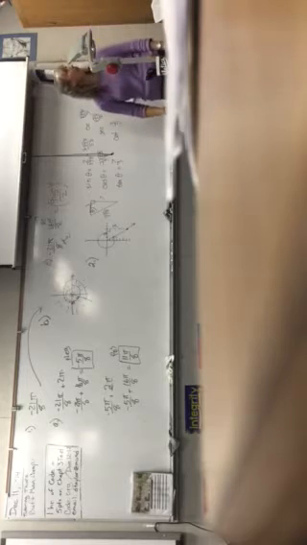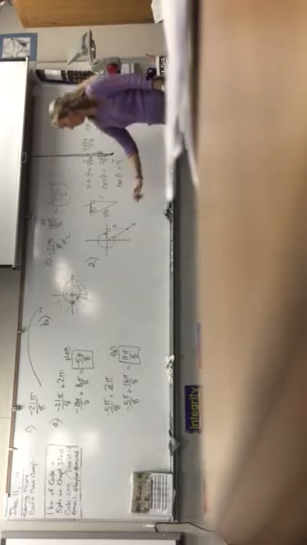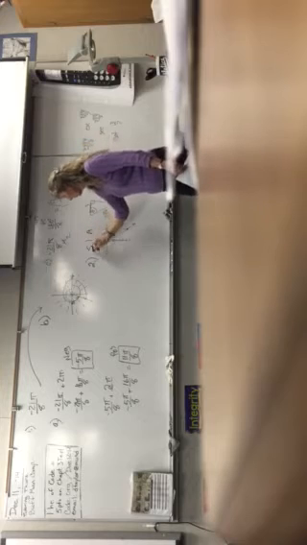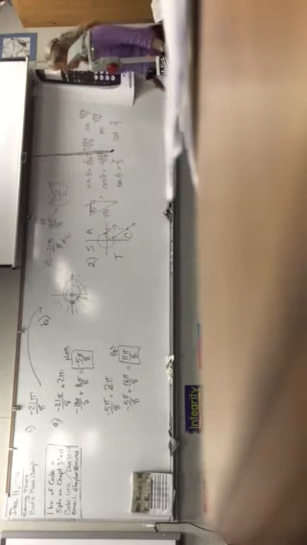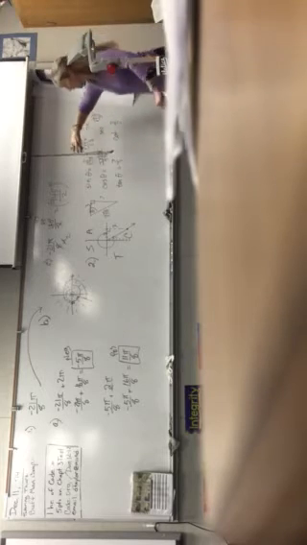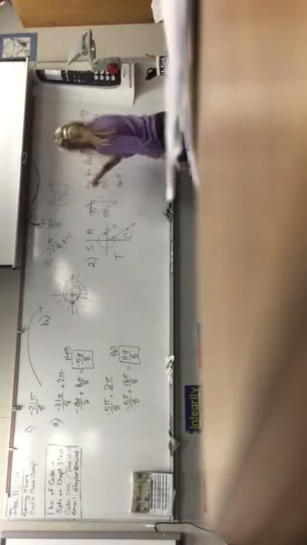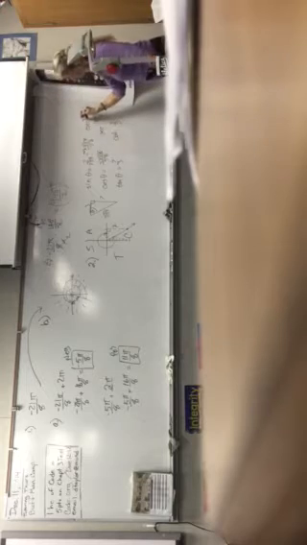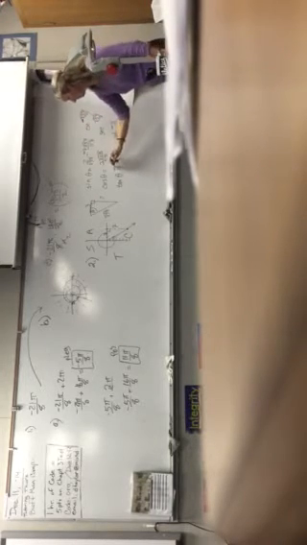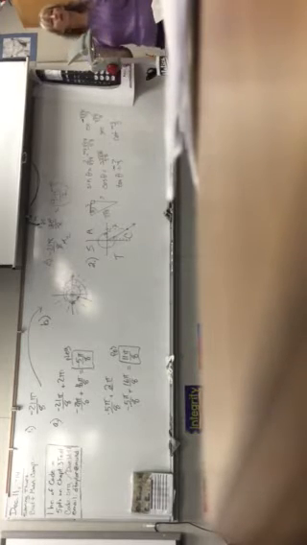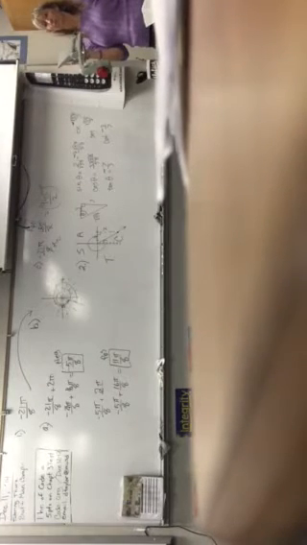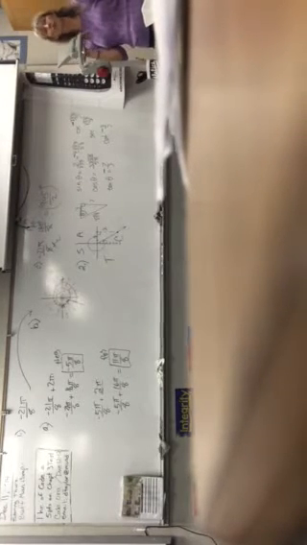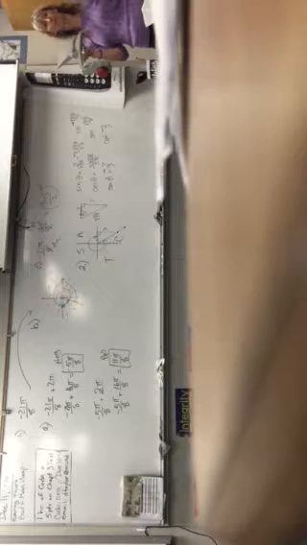Now, which quadrant are we in? Fourth quadrant. All Students Take Calculus. So what's positive there? Cosine and secant. So everything else we make negative. Negative, negative, negative, negative. You will either have all of them positive or 4 of them negative. You will never just have 2 of them be negative.